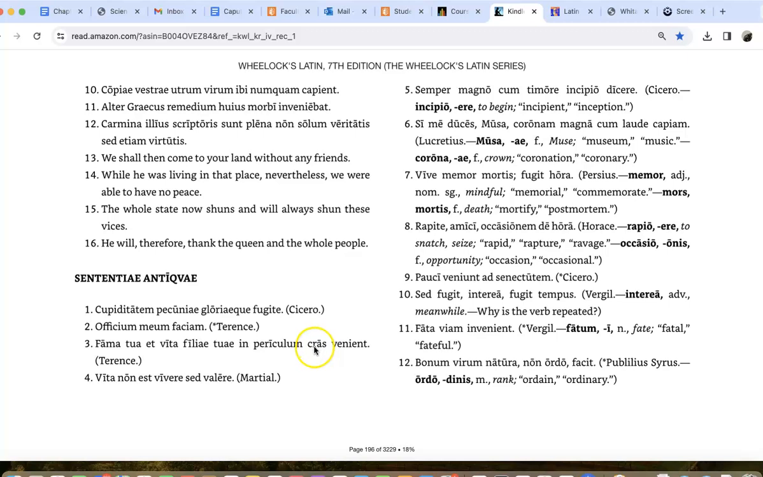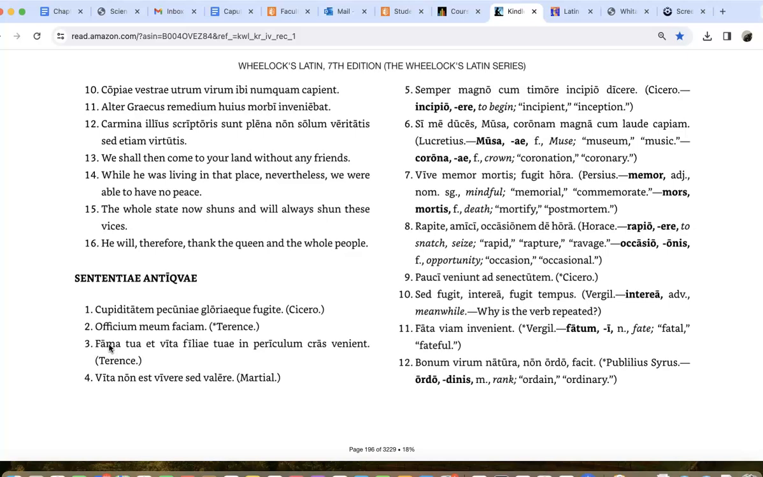So cras is where we get words like procrastinate. Cras is an adverb, it means tomorrow. So again, you probably want to do something like this: Fame, your, and life of daughter, you're in danger, tomorrow will come.